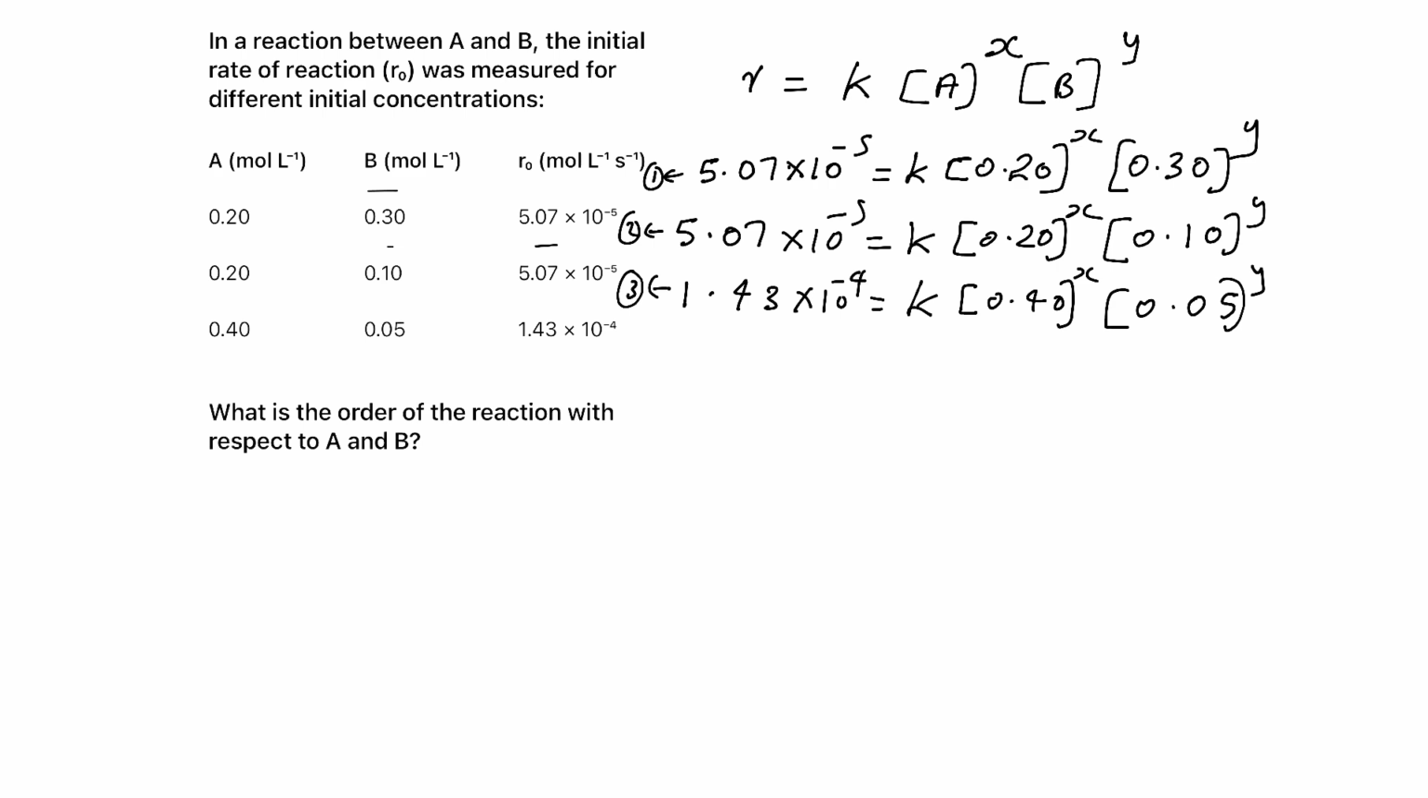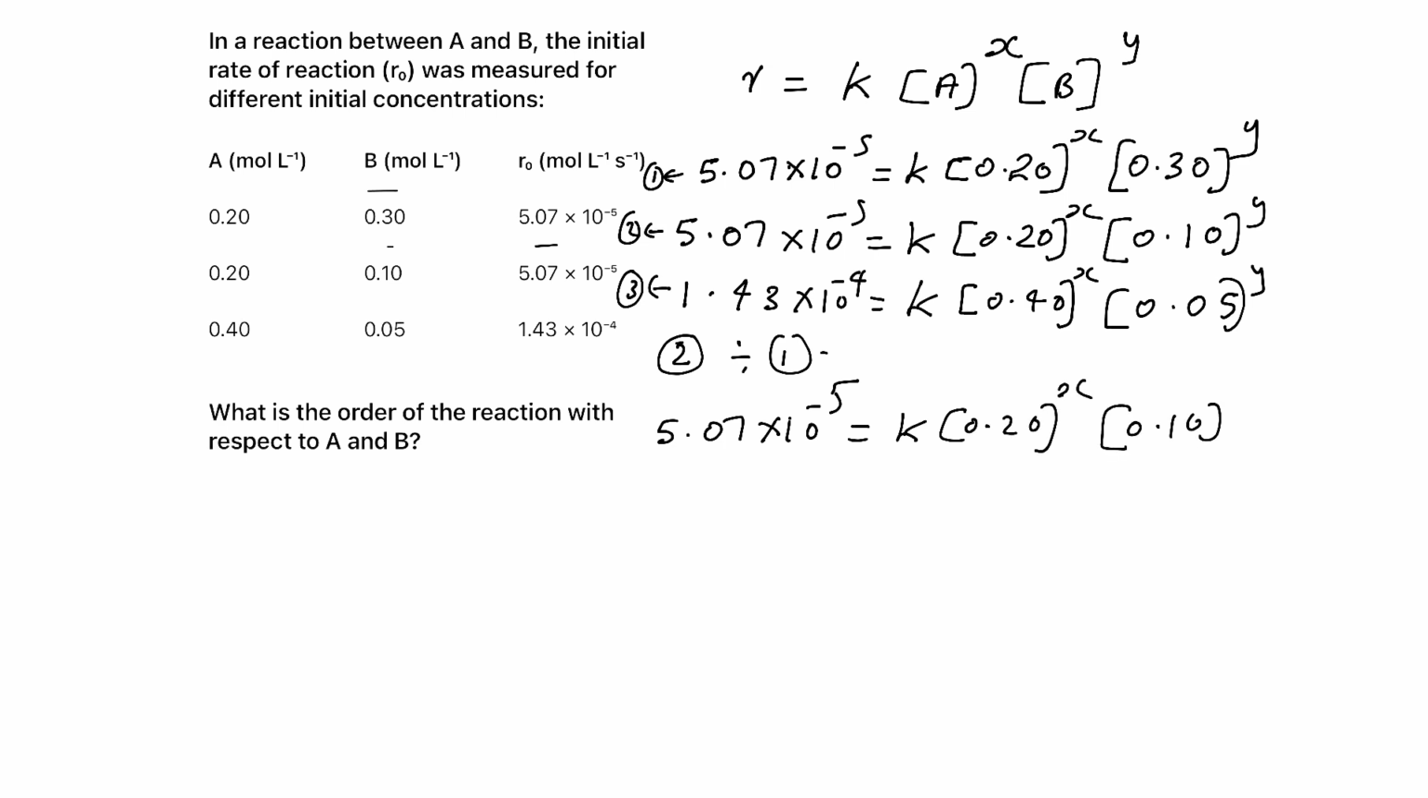If you check equation number 1 and 2, you can see the concentration terms associated with X are the same: 0.20, 0.20. So if you divide equation number 2 by 1, you can easily find Y. Correct? Because the X terms get cancelled. Okay, we can check. So equation number 2 divided by 1. What is the LHS? 5.07 into 10 raised to minus 5. What is the RHS? K into 0.20 raised to X into 0.10 raised to Y.